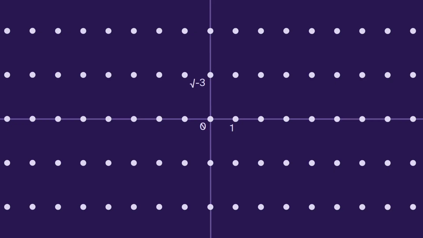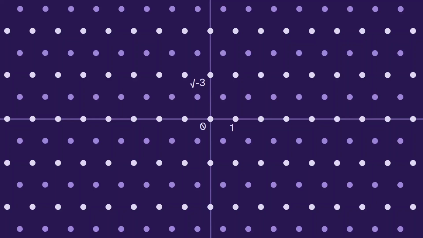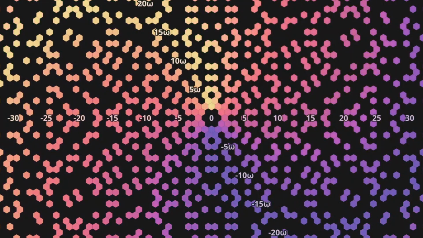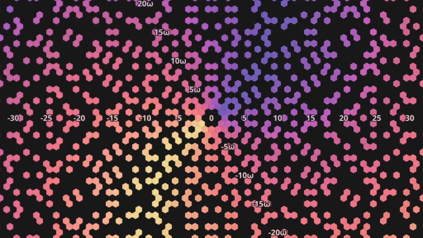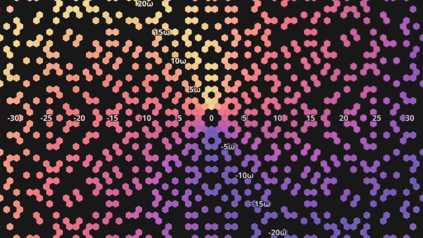However, this isn't actually O root negative 3. O root negative 3 has a lot more points. We have these extra points that are between the rows. And this gives us kind of a triangular or a hexagonal grid. And you may remember a triangular grid from the previous video. These are actually the Eisenstein integers. O root negative 3 is the Eisenstein integers, and we get the Eisenstein primes from them.